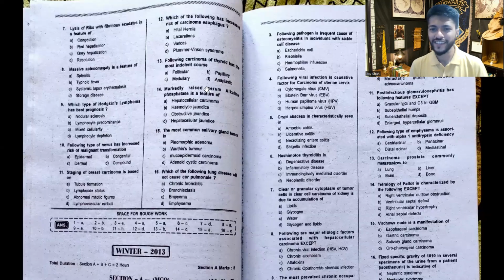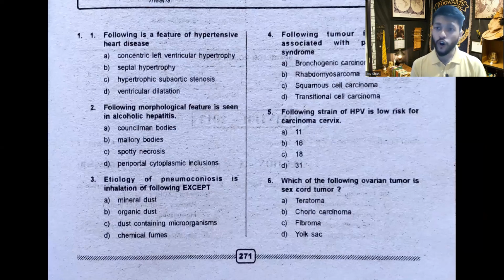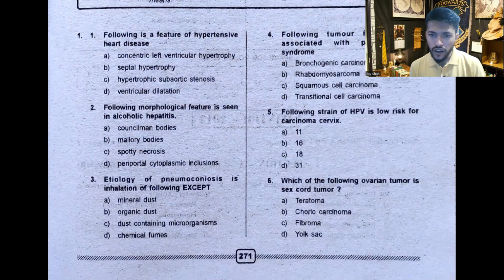And final 6 questions. Which of the following ovarian tumor? Sex cord tumor. Now they have asked sex cord tumor. So see, your choriocarcinoma is a germ cell tumor. Yolk sac, germ cell tumor. Fibroma thecoma is sex cord tumor. Teratoma again, germ cell tumor.